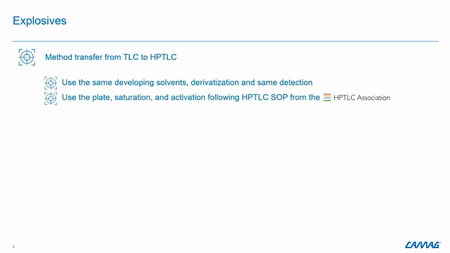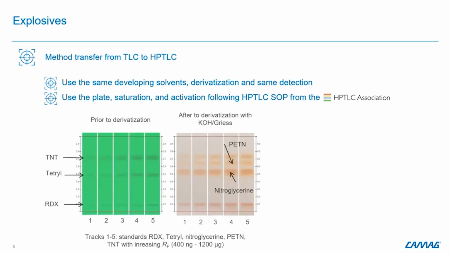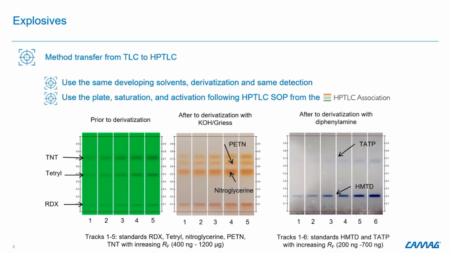Then in our study, what we have done is we have transferred the method from TLC to HPTLC. For that, we use the same developing solvent, the same derivatization, and the same detection as the initial method. Then for the plate, the saturation and the activation step, we follow the HPTLC SOP from the HPTLC Association. You have here the result for the TNT, the tetryl, the RDX, the PETN, and the nitroglycerin, so all the organic explosives. And then the second plate, we had all the peroxide explosives.